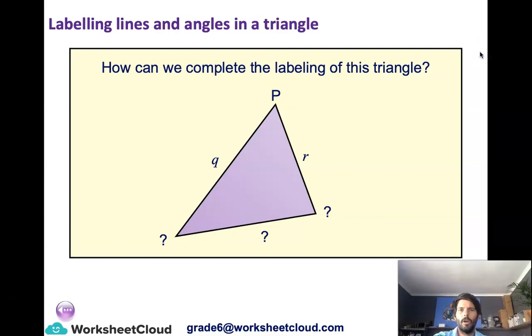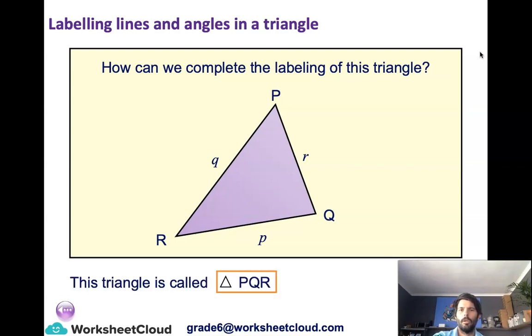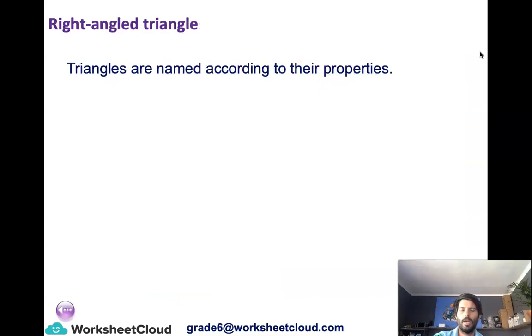Okay, so let's have a look at these answers. That left-hand corner would have been R because it's opposite the side r, and we know that the vertices are capitals. The bottom side would have been a small p because it's opposite the angle of P at the top, and the bottom right angle would have been labeled Q because it's opposite side small q on the left. That triangle would be called PQR. Right, so that's labeling triangles, their angles, and their sides.